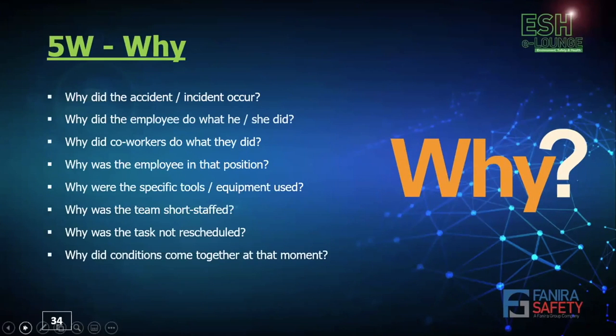The why. So why did the accident or incident occur? Why did co-workers do what they did to respond? Why was the employee in that position? Why was the team short-staffed, if there were fewer workers than normal? Why was the task not rescheduled? An instance where a job is particularly done on day shift, doesn't happen, and is done at night shift. Why did conditions come together at that very moment, resulting in the incident?